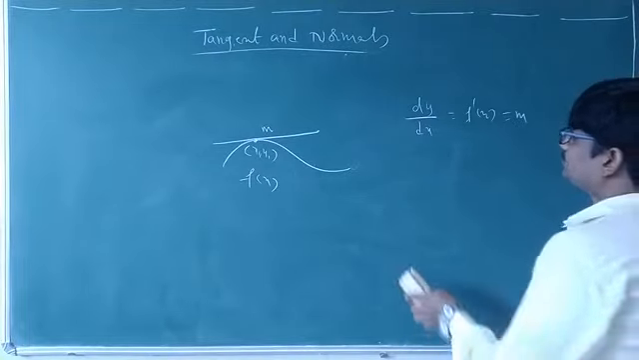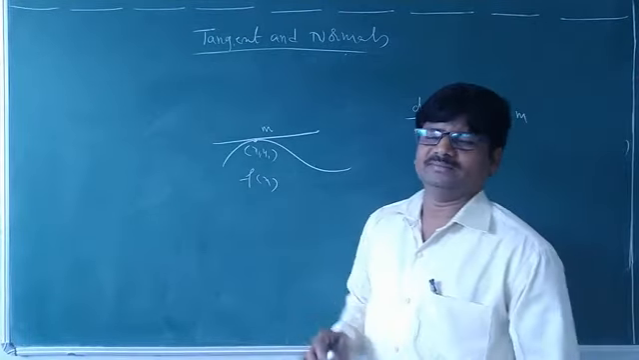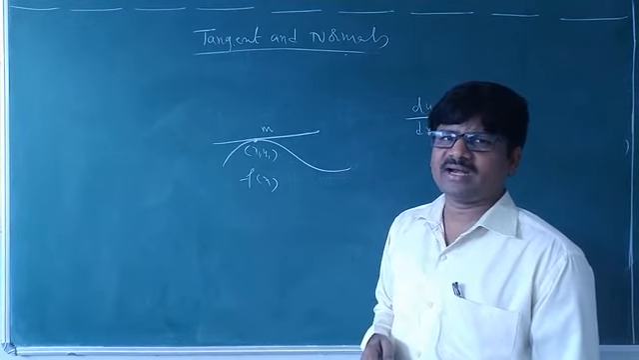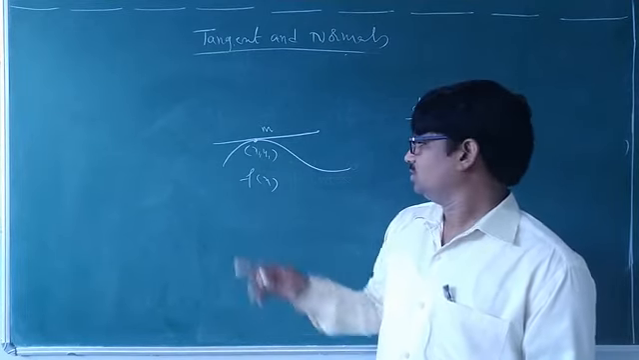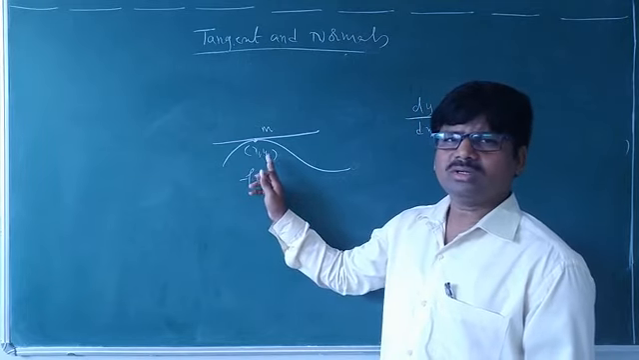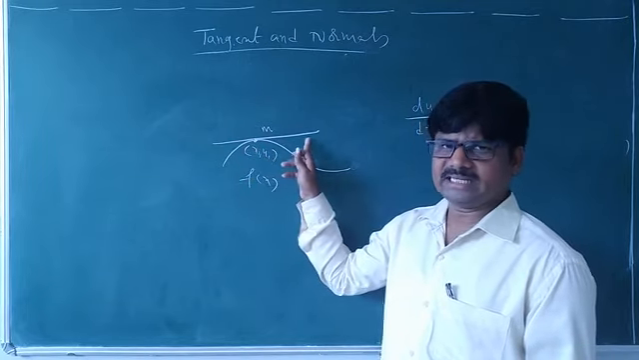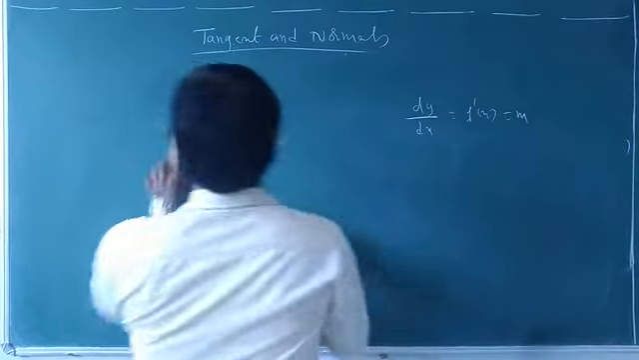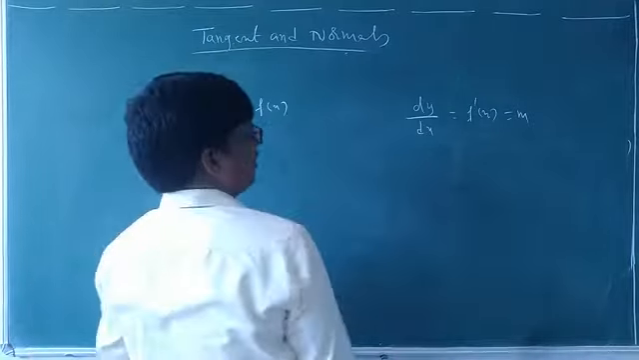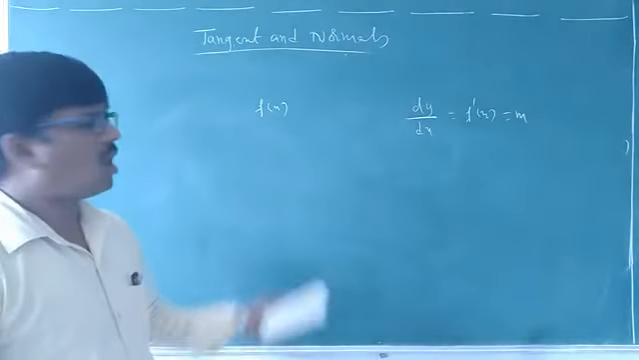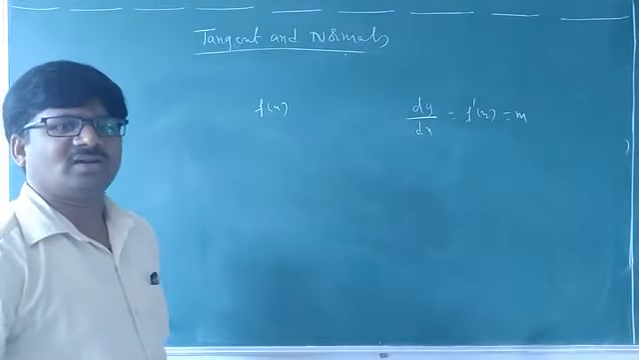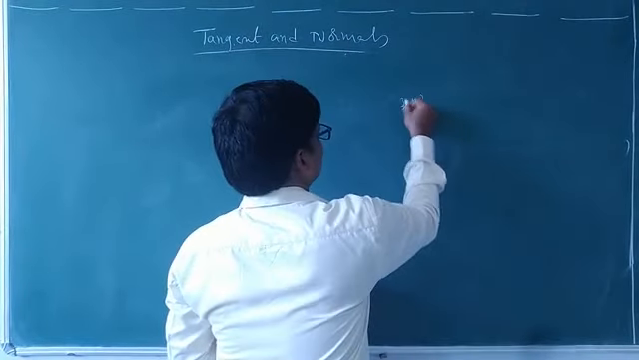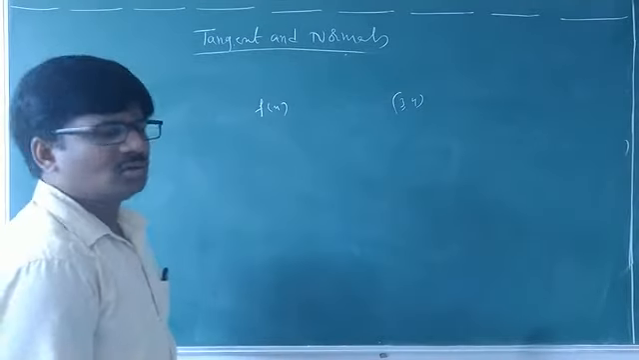Now, to find the equation of the tangent, what values are required? We have to know a point on the tangent and the slope of the tangent. Simply we will do like this. The function f of x is given. Find the equation of the tangent of the curve f of x at the point 3, 4. So the point is there.